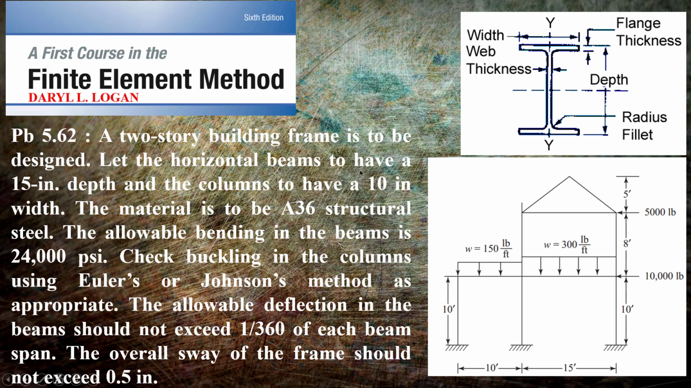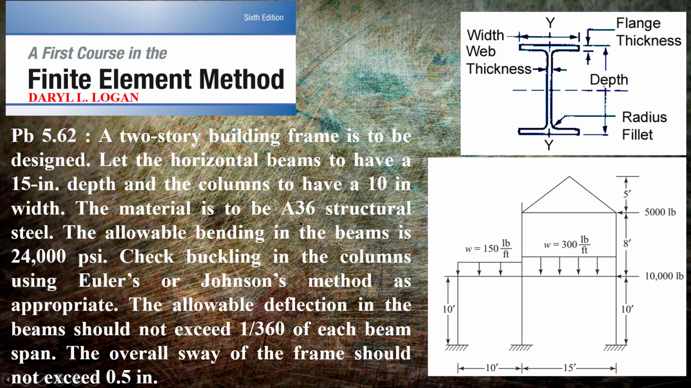So now we do an example from a book, A First Course in the Finite Element Method by Daryl L. Logan, 6th edition. The problem is 5.62. A two-story building frame is to be designed. Let the horizontal beams have a 15-inch depth. This side is the depth, and it should be at least 15 inches. And the columns to have a 10-inch width. That means the width of this beam should be at least 10 inches for the vertical beams.